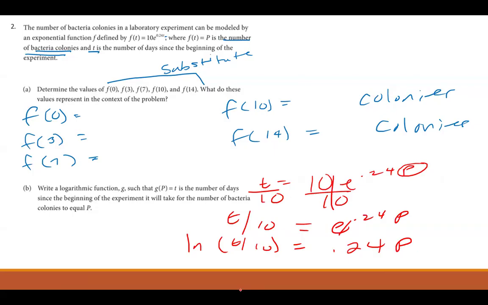And then we start SAD mapping all over again. Is there anything I can add or subtract away? Nope, but there is something I can divide away. And boom, p is now by itself. So this is my inverse operation. This is what g of p is. So g of p, which it says is equal to our t.